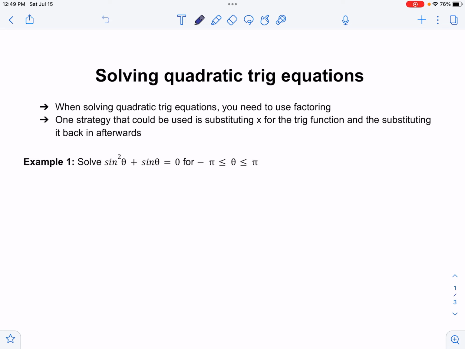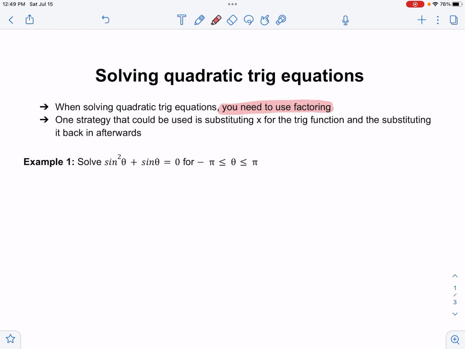All right, let's talk now about solving quadratic trig equations. Quadratic trig equations are quadratic because they have a degree of 2. Something is being squared and we need to solve. When we are solving quadratic trig equations, it's sort of like we're solving quadratic equations. It's just that they have the trig functions built within. And so when we need to solve these functions, we're going to need to factor in order to find, quote unquote, the x-intercepts.